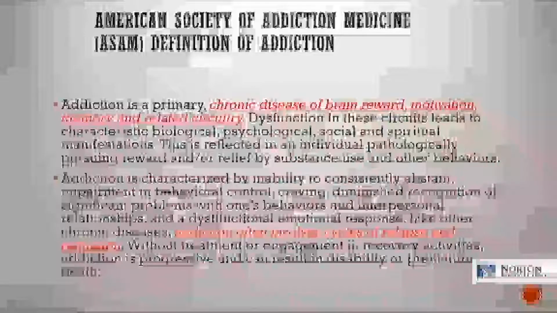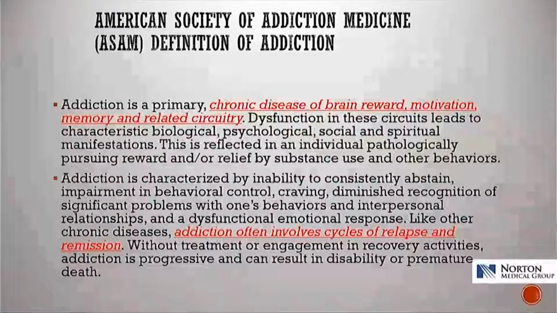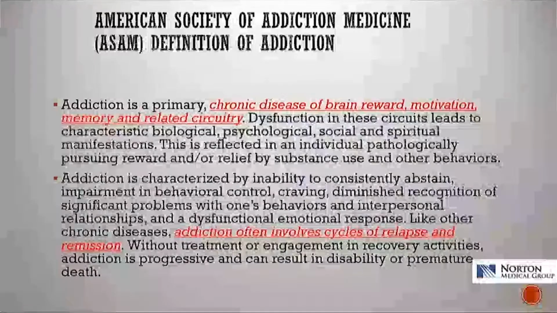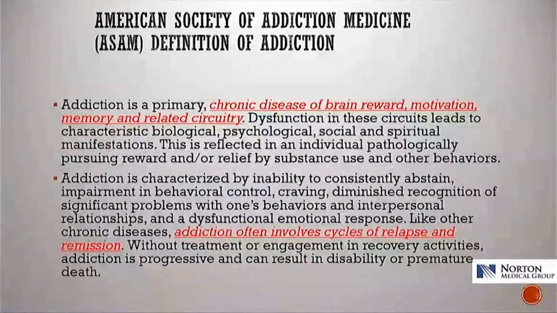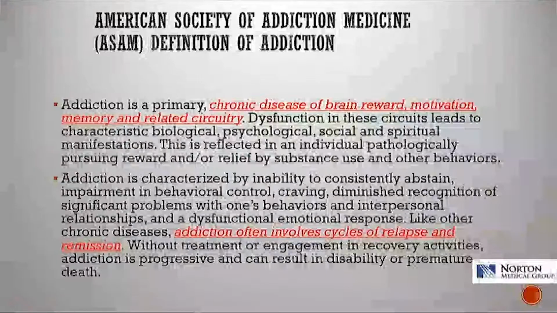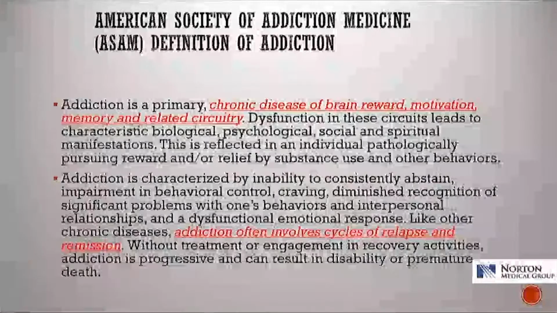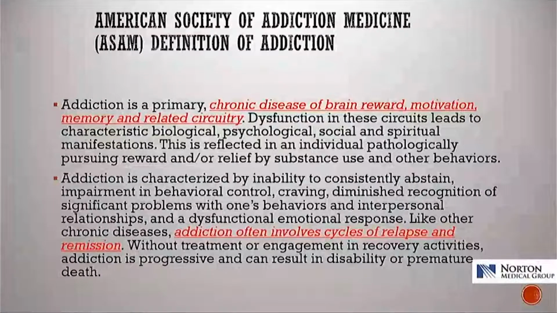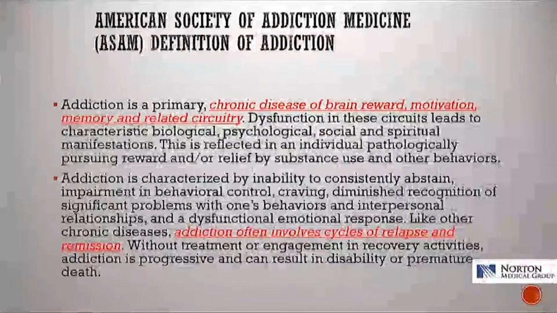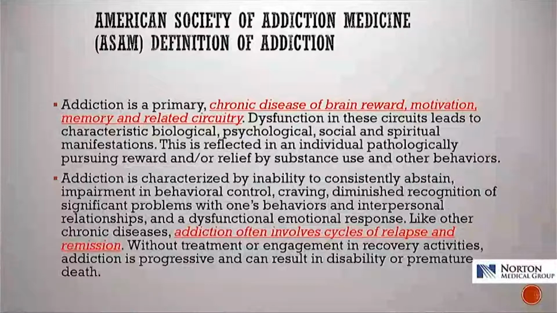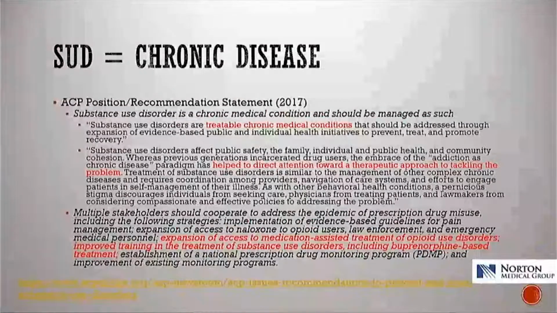I want to impress upon you the importance of thinking of addiction and substance use disorder as a chronic disease. This is ASAM, the American Society of Addiction Medicine, and it defines addiction as a primary chronic disease of the brain, its reward system, motivation, memory, and related circuitry. It involves cycles of relapse and remission, which is very similar to what we see with other chronic diseases. This concept of substance use disorder and addiction as a chronic disease is supported by many professional organizations. This happens to be the ACP, again, a chronic treatable medical condition.